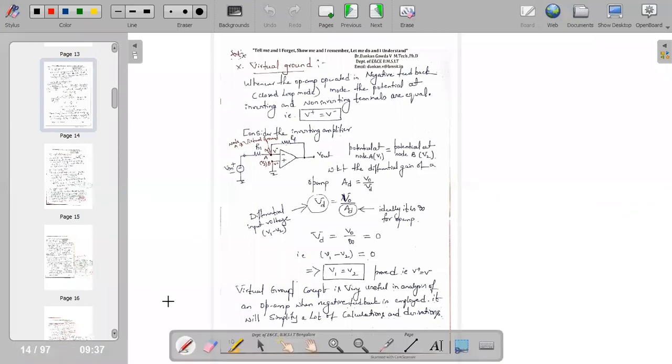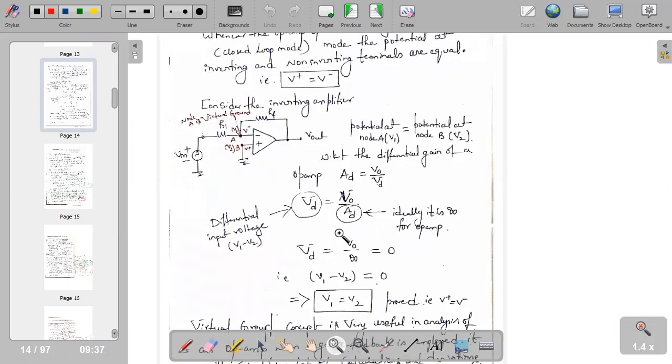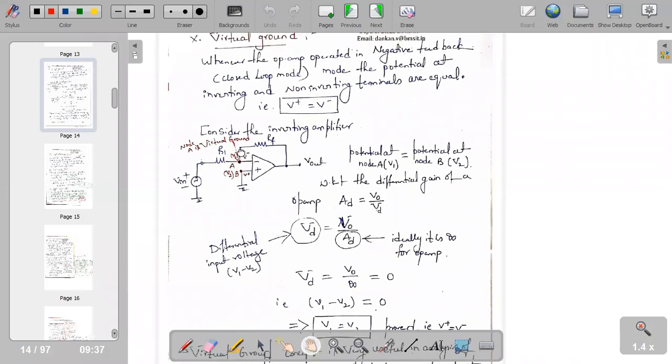See, there is no physical connection between the 2 points. That's why the name is called virtual. But still the points are connected.